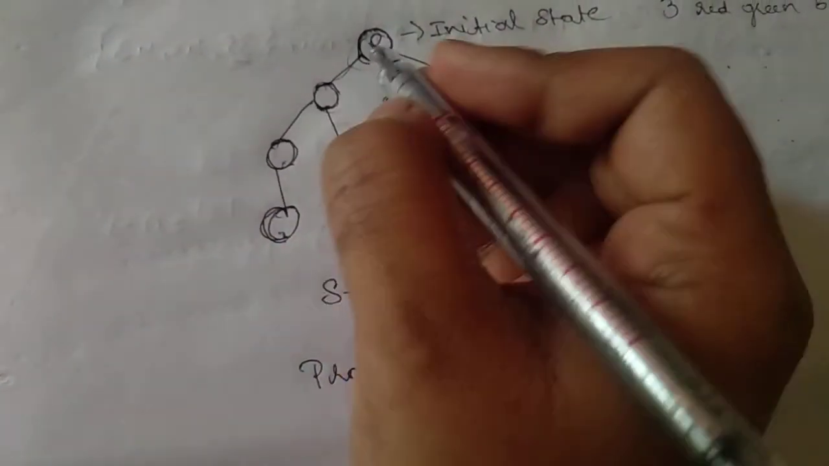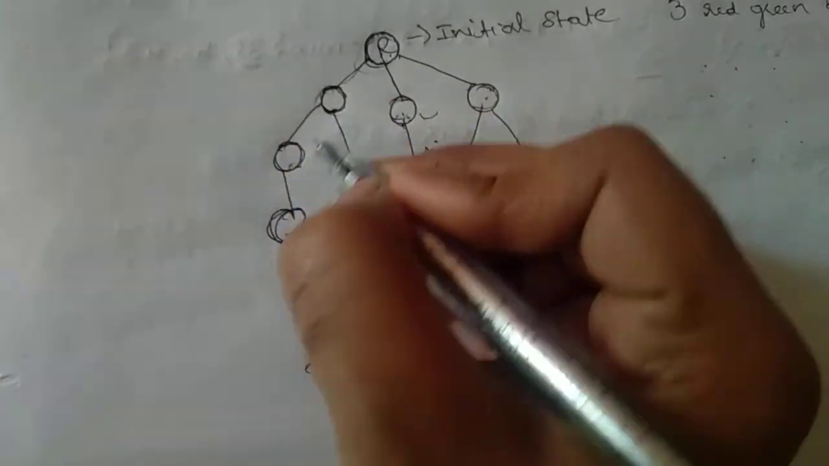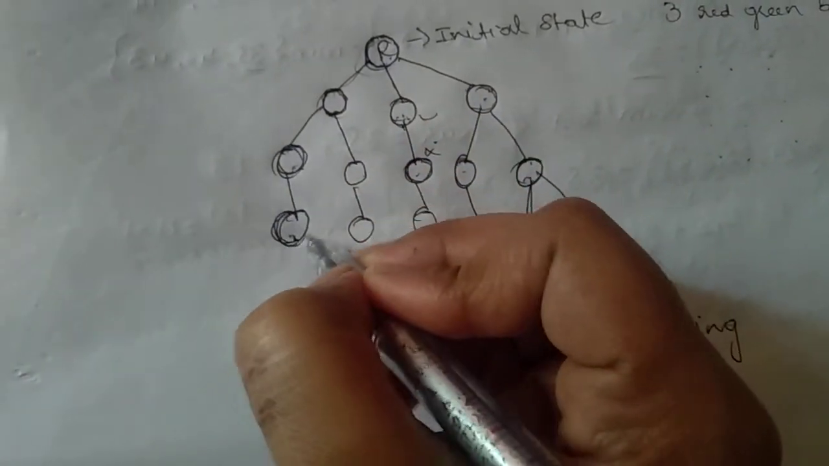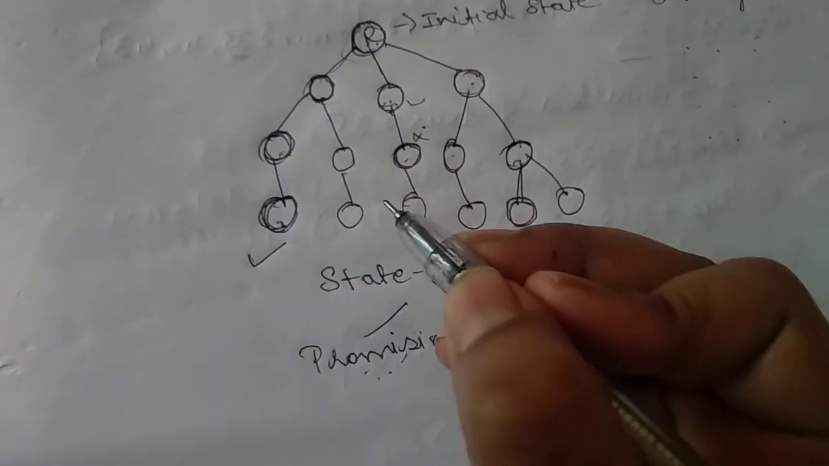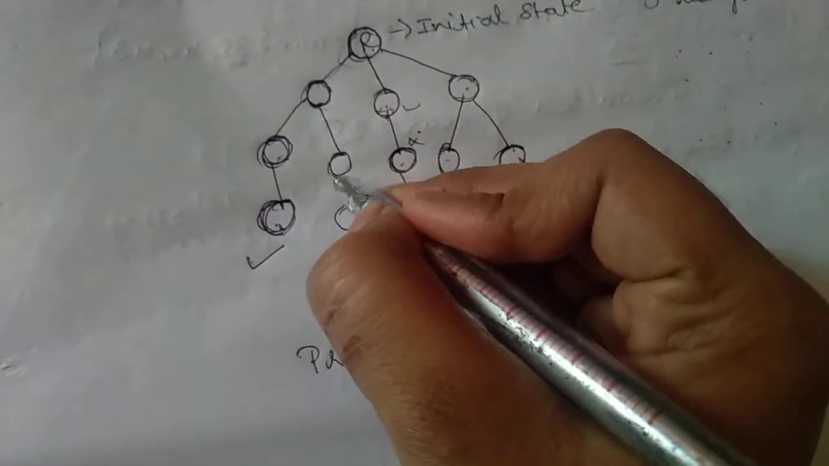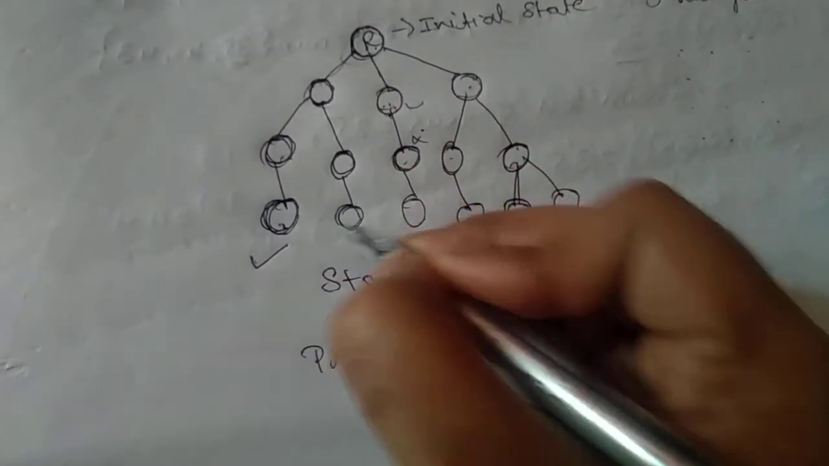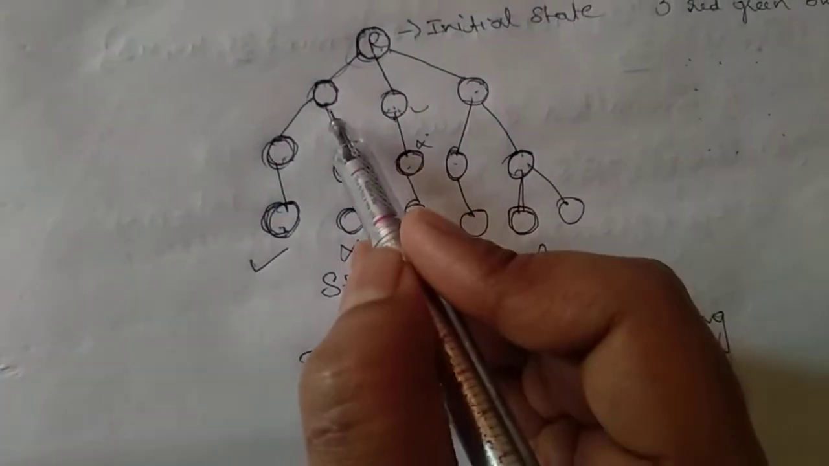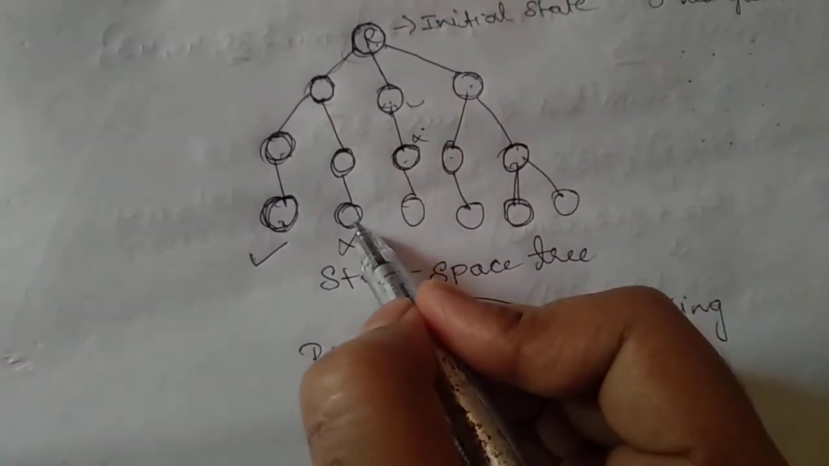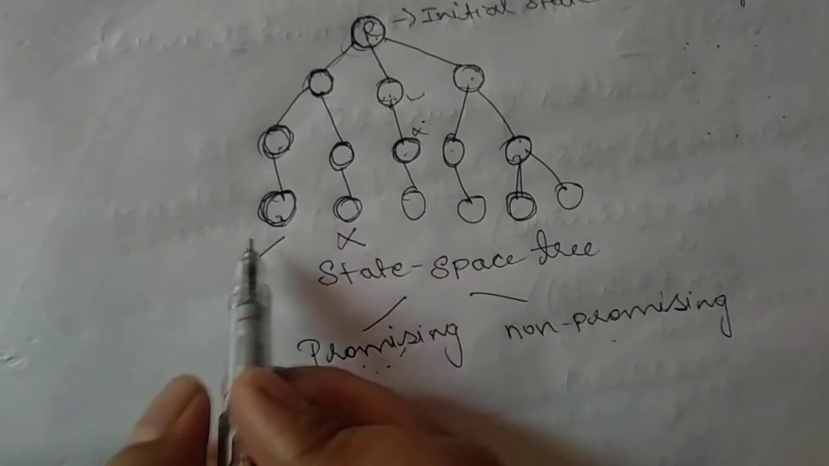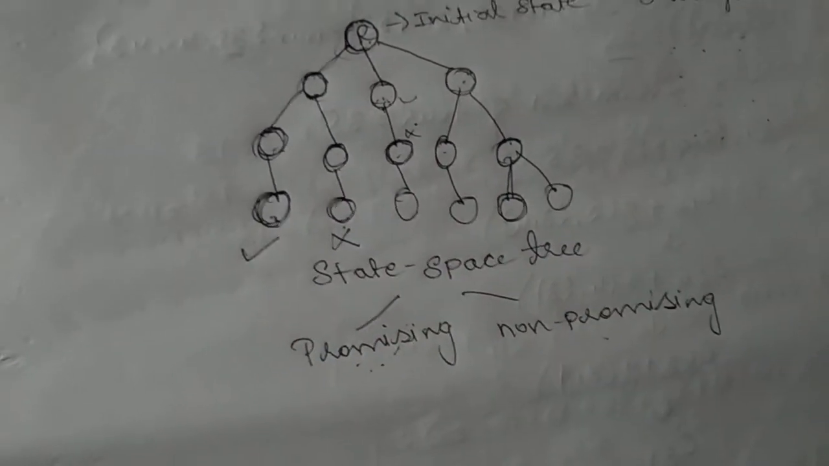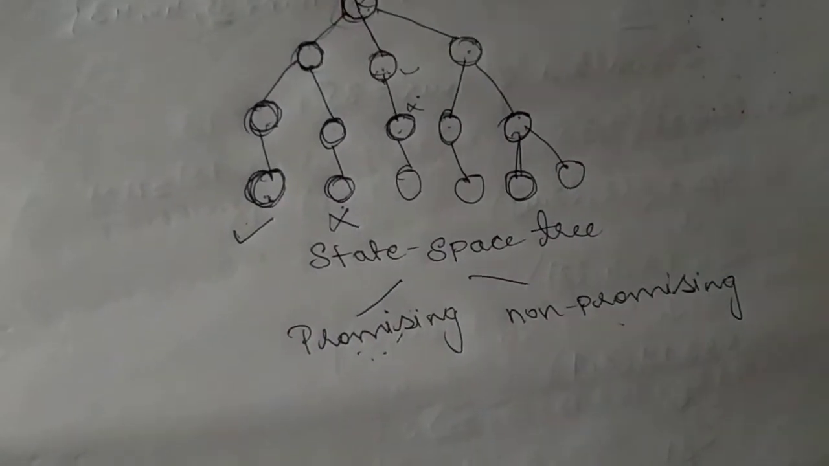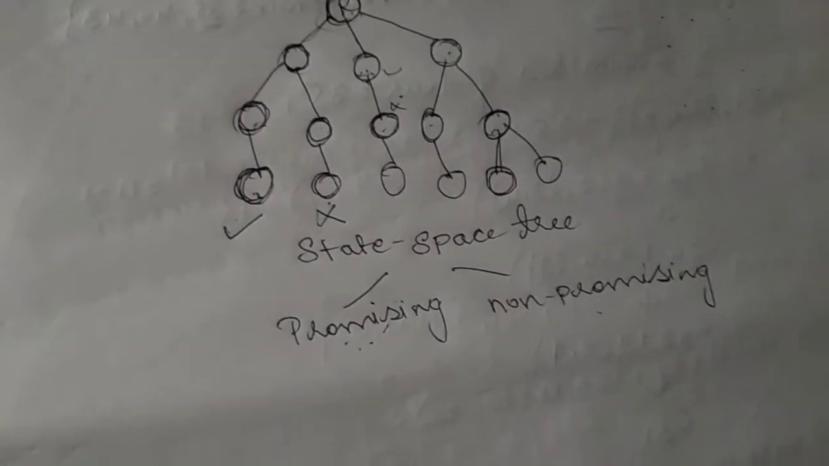Here you can just see, if this is correct, if this is correct, if this is correct, then it is a complete solution. If this is correct, this is not correct, even this also will not be correct. This is non-promising. These are partially constructed solutions, but they are not giving you the complete solution. This is promising, this is non-promising. So these are the two types.